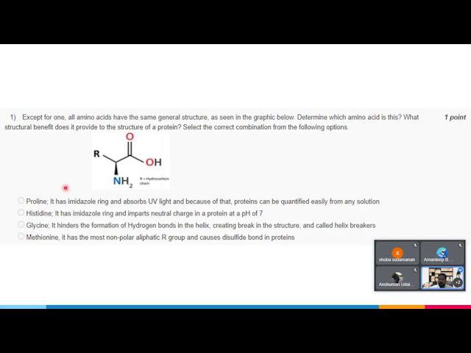So the options given here are: proline, it has an imidazole ring and absorbs the UV light, and because of that, the proteins can be quantified easily from any solution. Histidine, which also has an imidazole ring and imparts neutral charge in a protein at pH of 7. Glycine, it hinders the formation of hydrogen bonds in the helix, creating break in the structure and are called helix breakers. And methionine, it has a most non-polar aliphatic R group and causes disulfide bond in proteins.